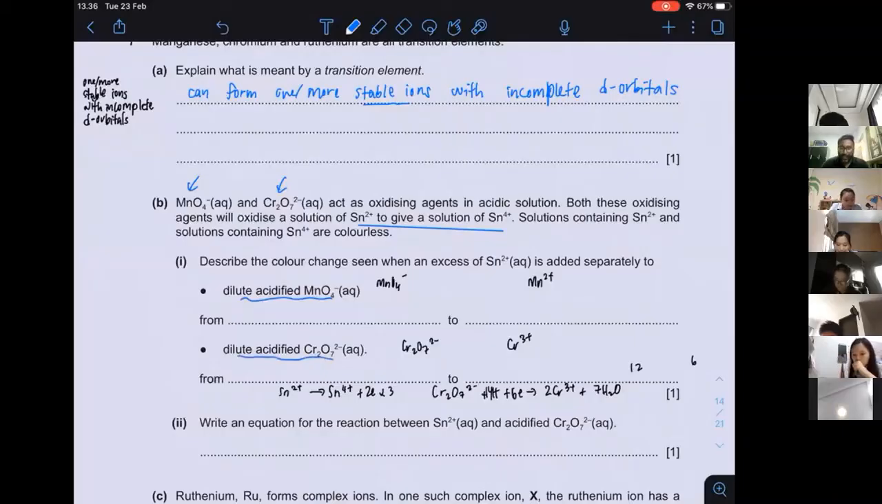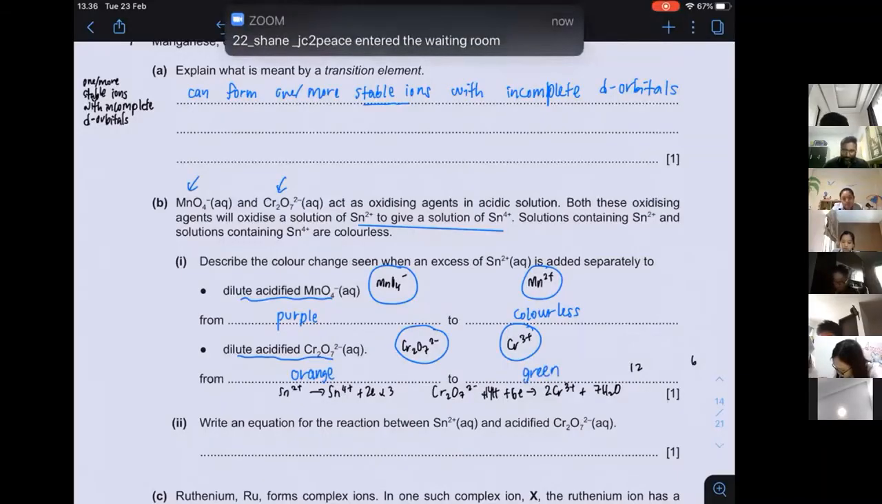So it's an oxidation reaction. What generally happens is MnO4- will change into Mn2+, and Cr2O7 2-, the dichromate, will change into Cr3+. It is very important to know the color change. This is going to be purple, it will become colorless. Please take note. And this is going to be orange and it will change into green. Must remember.